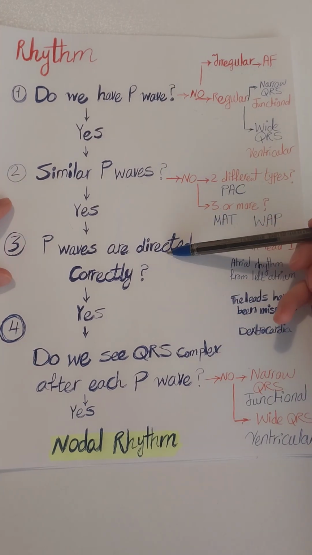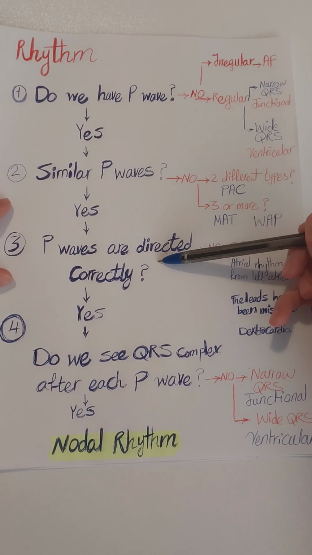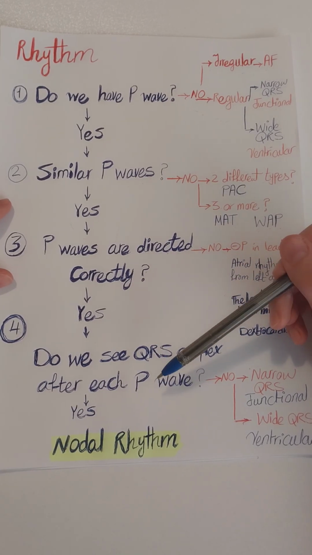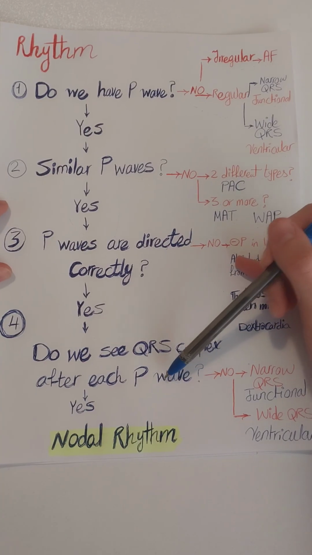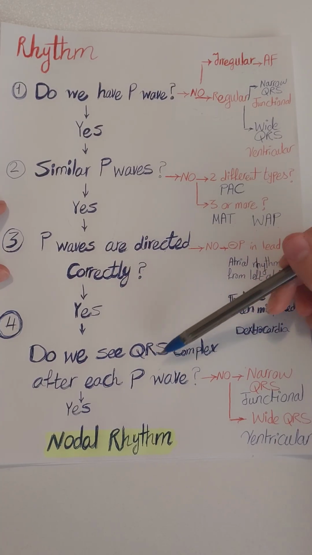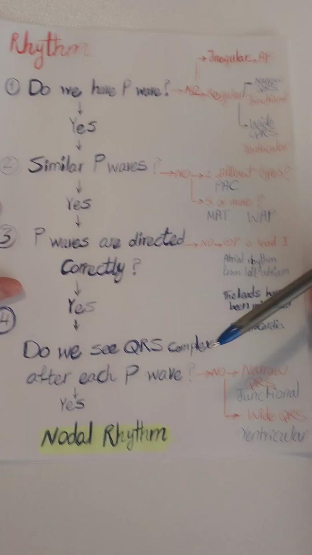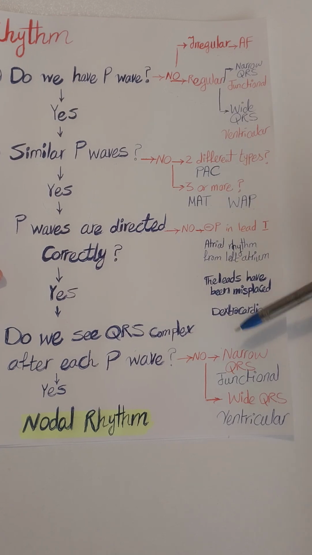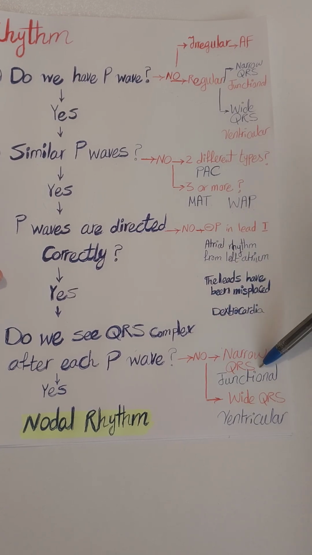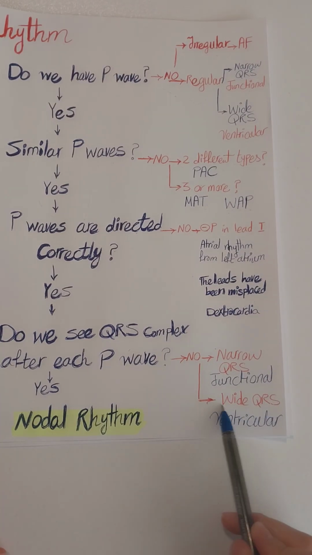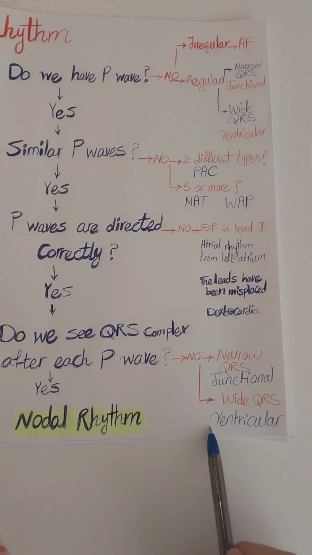Imagine that the P waves have been directed correctly. So we are moving to our last question. Do we have a QRS complex after each P wave? If the answer is no, it means that after a P wave, we don't have a QRS complex. Then we have to pay attention again to our QRS complexes: narrow QRS complexes or wide QRS complexes. Narrow QRS complexes give the answer of junctional rhythm, and wide QRS complexes determine that we have ventricular rhythm.